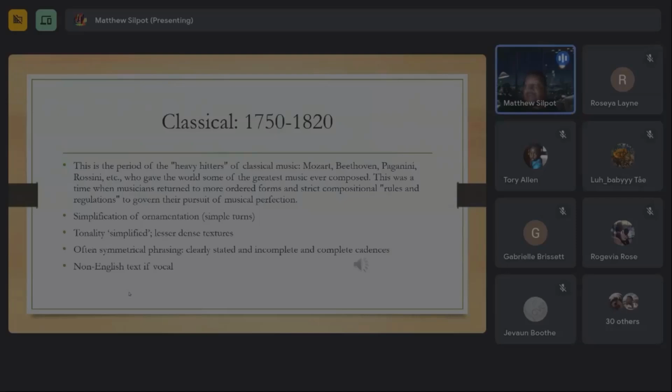And we have non-English text, especially for vocal music. So we talk about oratorios, operas. Those are usually in languages other than English. So those are some of the key features of the particular style. And again, a heavy emphasis on harpsichord, which was the instrument of the day.